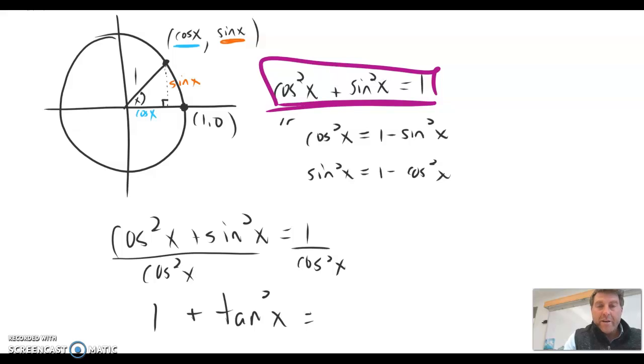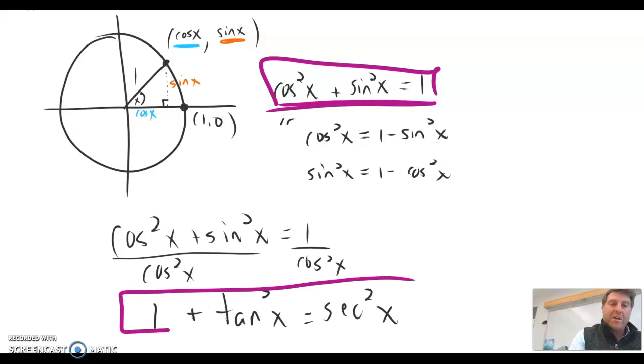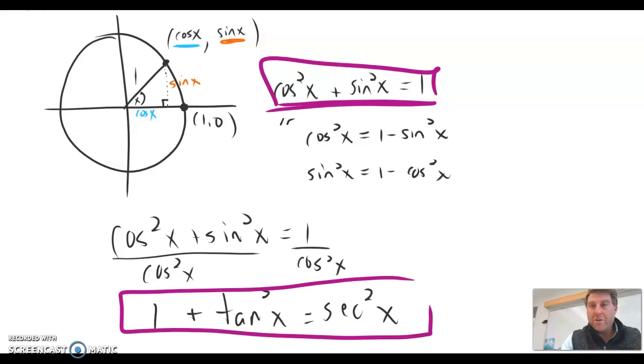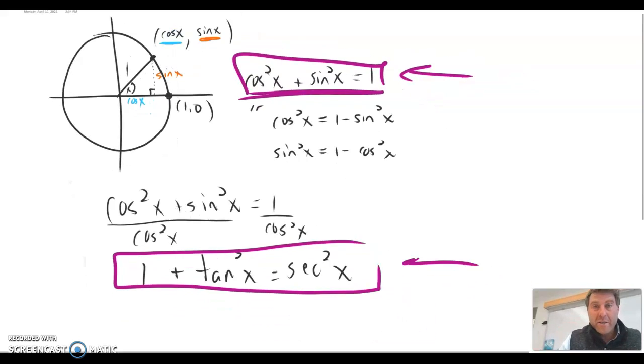Equals, and then 1 over cosine is secant, if you recall. So 1 over cosine squared is going to be secant squared. And that's another version of the original Pythagorean identity. 1 plus tangent squared of an angle equals secant squared of that same angle. Okay? There's one more, in fact.